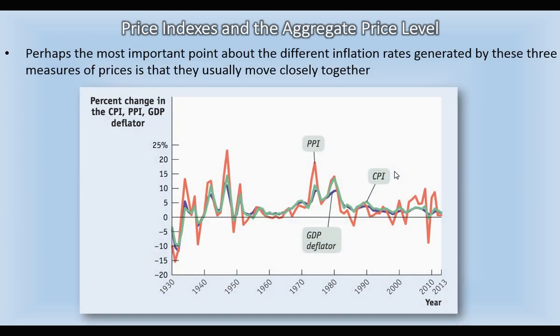doubled. So the most important point about the different inflation rates generated by these three measures of prices is that they usually move closely together. So here we see all three of the measures tracked from 1930 to 2013. The red is the PPI, the producer price index. The blue is the GDP deflator, and the green is the CPI. And of course, they pretty much move the same. There's some variation there, but it's pretty similar.